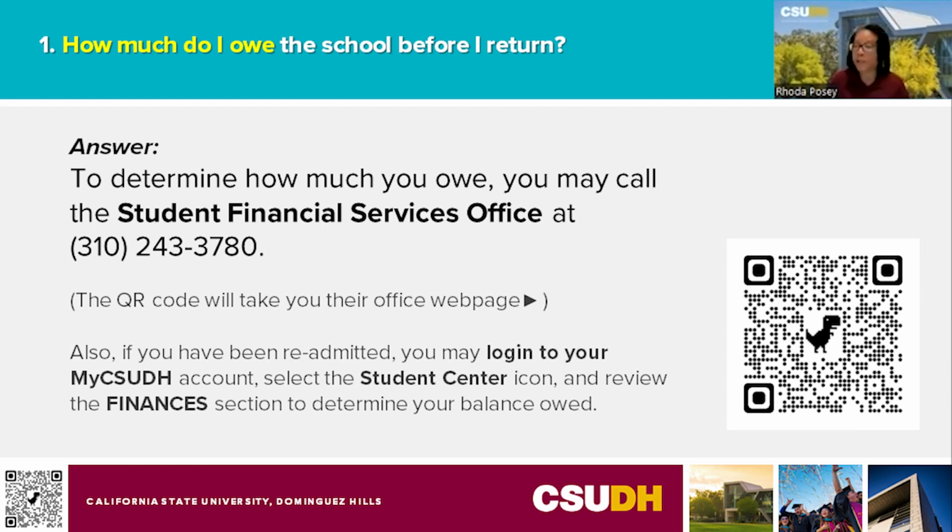So answer, how do you find that information? Well, to determine how much you owe, you may call the Student Financial Services Office, and their number is 310-243-3780. The QR code in the lower right-hand corner will take you to their webpage, so you can have direct access to their webpage, their contact information, and the services that they provide. Okay, you can also, if you've already been readmitted and you have access to your student center, when you log into my CSUDH, if you go to your student center, select that student center icon, in the finances section, you will be able to see any balance that you owe the university.